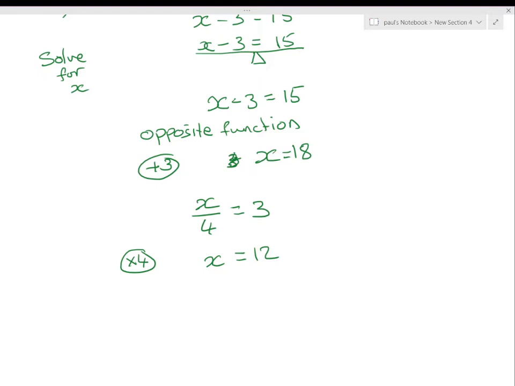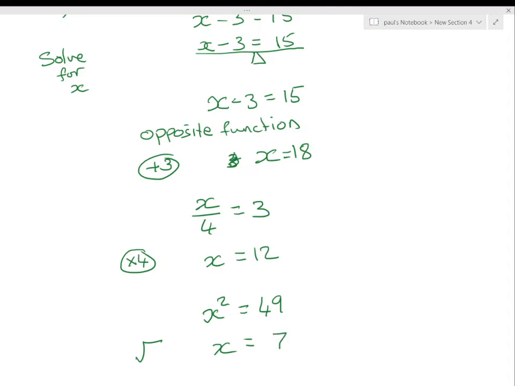Now the squares do come into it a little bit. If we have, say, x squared equals, I don't know, 49. Yeah, so we need to do the opposite of square, which is square root. So if we square root the left hand side, the square and the square root cancel each other out, and we're left with x. And we square root the 49, which is 7 times 7, so that equals 7.